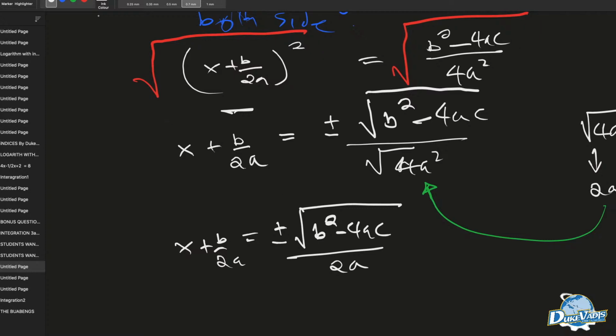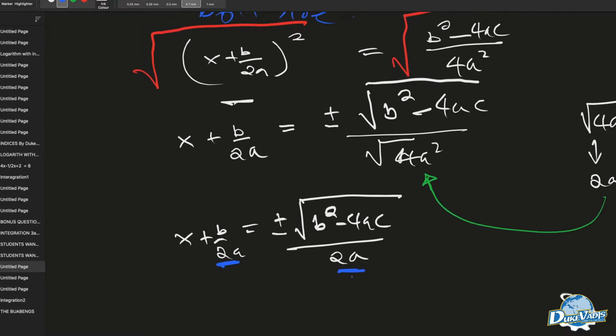What do we see? We have this and that. Since they are the same denominators, we can say that this and this can be put together. And when b over 2a crosses over, this one will be x equals negative b over 2a plus or minus the square root of b squared minus 4ac.